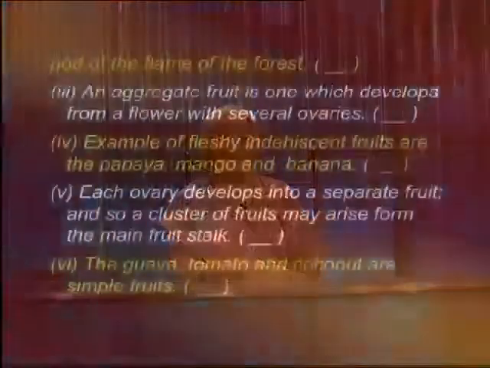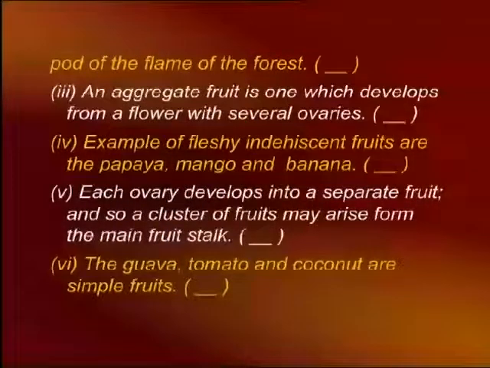Sentence number 1 is fine. It should be the first sentence, that there are 3 general types of fruits: simple, aggregate, and multiple fruits. And if we start writing from the left-hand side, then the 6th sentence, the guava, tomato, and coconut are simple fruits. Right? And the 10th sentence, which is, fruits are also classified as dry and fleshy, should be your 3rd sentence.